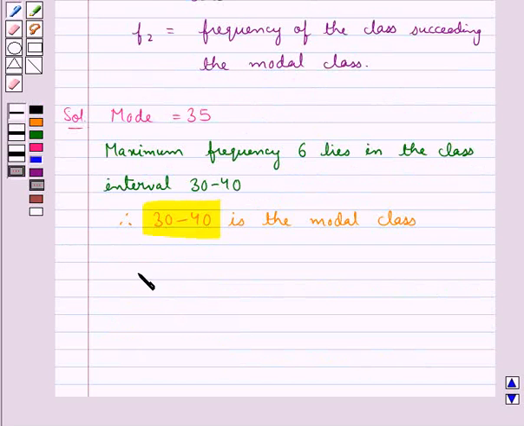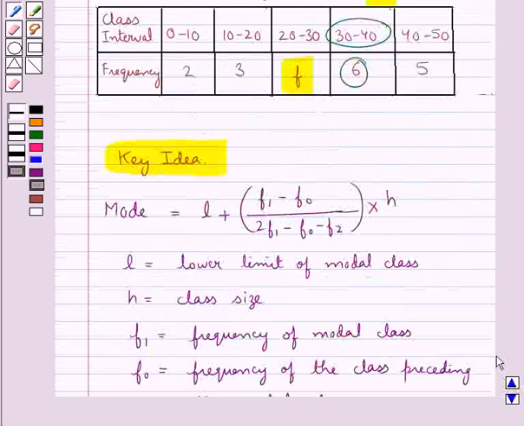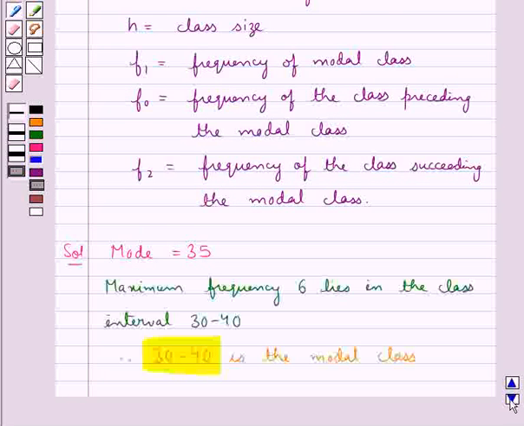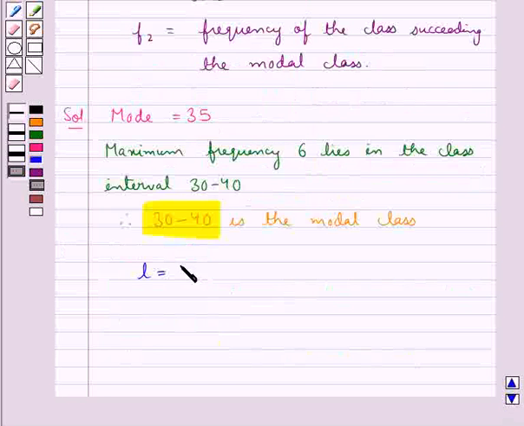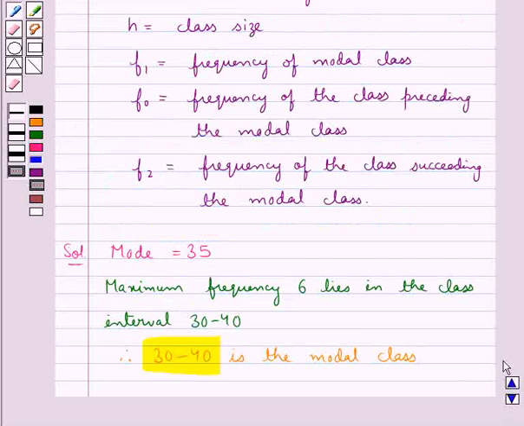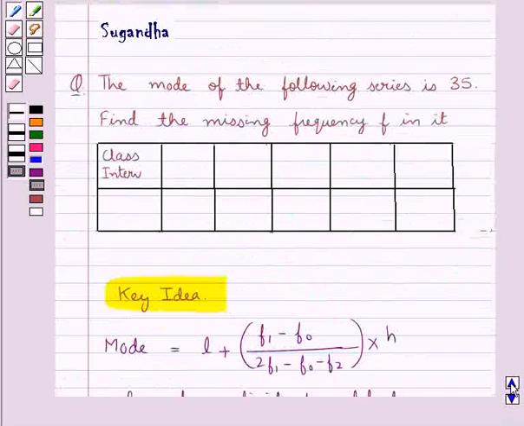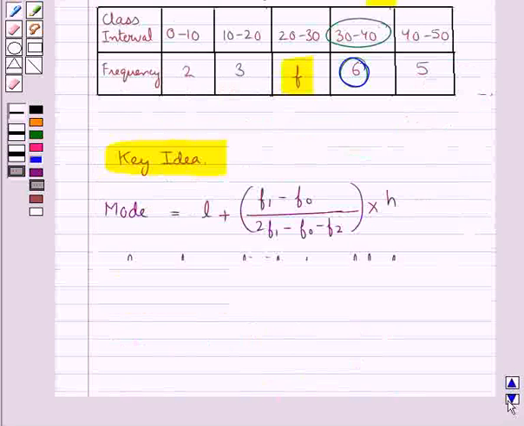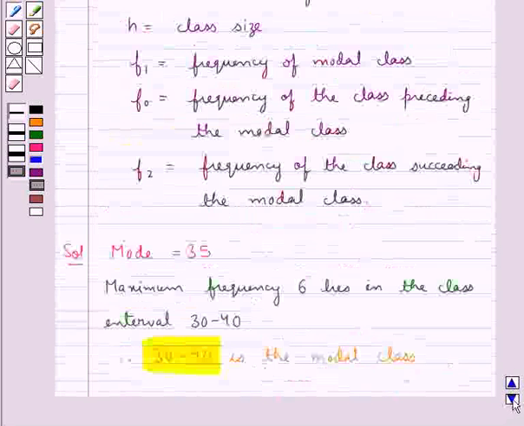Now, what would be L in this case? We know that L is the lower limit of the modal class and modal class is 30 to 40. Its lower limit is 30, so L is equal to 30. Then we have H, that is the class size, which is 10. Then F1, which is the frequency of the modal class, and from the table we have that the frequency of the modal class is 6. So F1 is equal to 6.